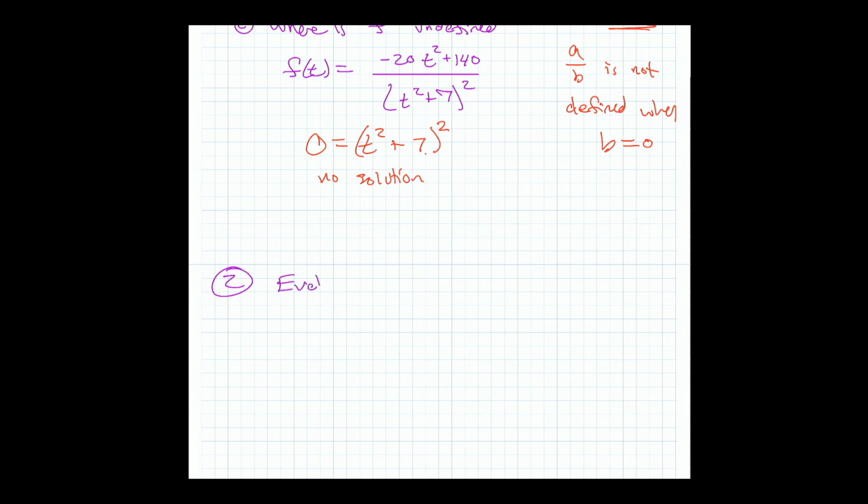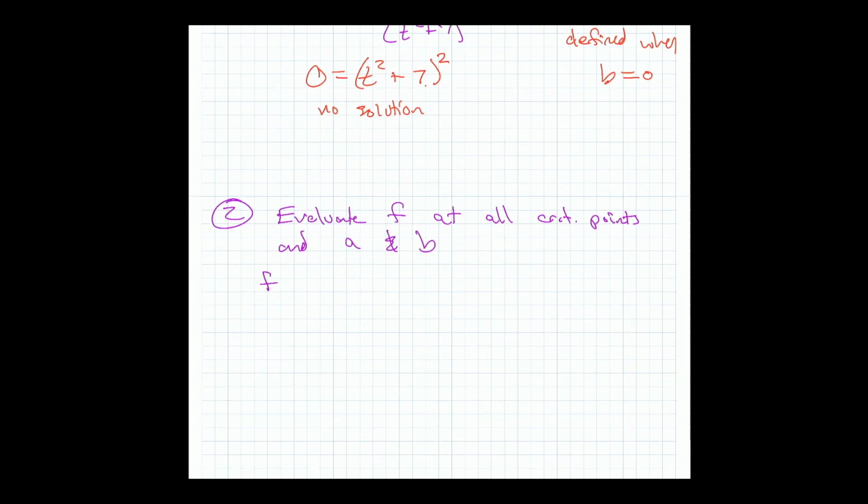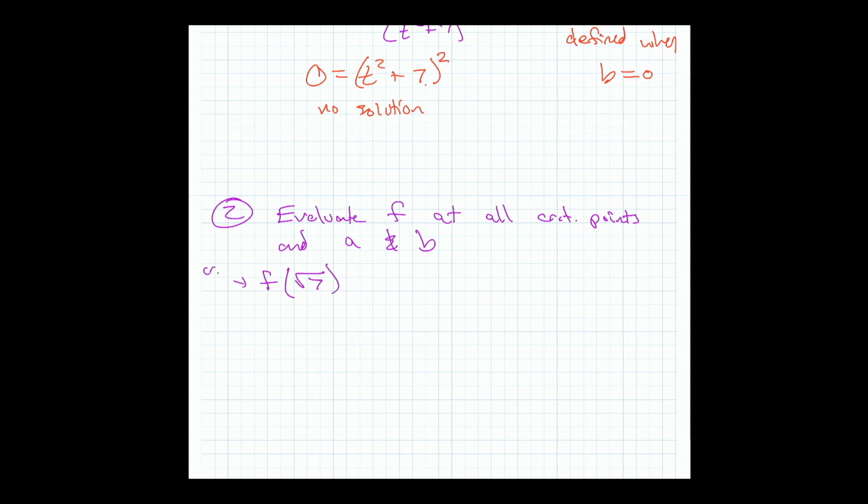We need to evaluate f at all critical points and a and b. So what do we have to do? Actually, let me put the critical point first. I don't know why. So what's the critical point? Square root 7. So that's our critical point. We also have a. What's a? 0, right? We're between 0 and 9. So b is 9. So those are the ones that we need to evaluate.